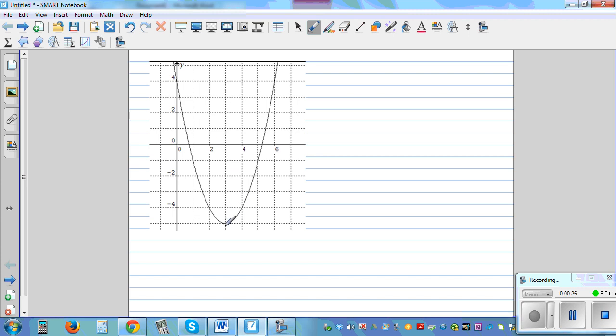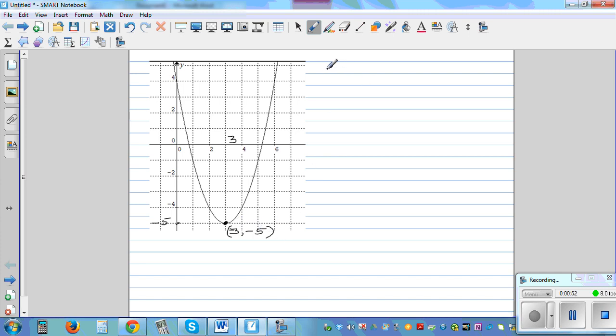So what is clear here is the vertex, or the minimum. This is the crucial point, so let's read the coordinates. The x-coordinate is 3, and this is negative 5. So the coordinate of this point is 3, comma, negative 5.